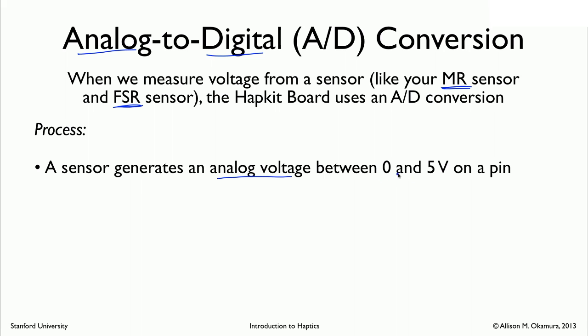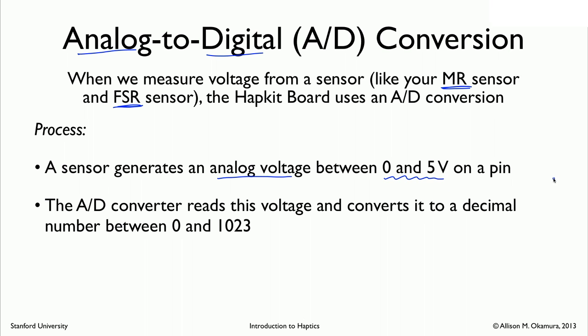So depending on what kind of board you have, you may not be limited to between 0 and 5 volts, but the setup that we have for your HapKit board, the analog voltages that are coming in should be between 0 and 5 volts. And try not to put anything beyond that, either negative or past 5 volts, because it could damage the board. It's not designed to handle other types of voltages. And don't worry, we've already set up the circuitry for your MR sensor and your force-sensitive resistor so that it will be between 0 and 5 volts.